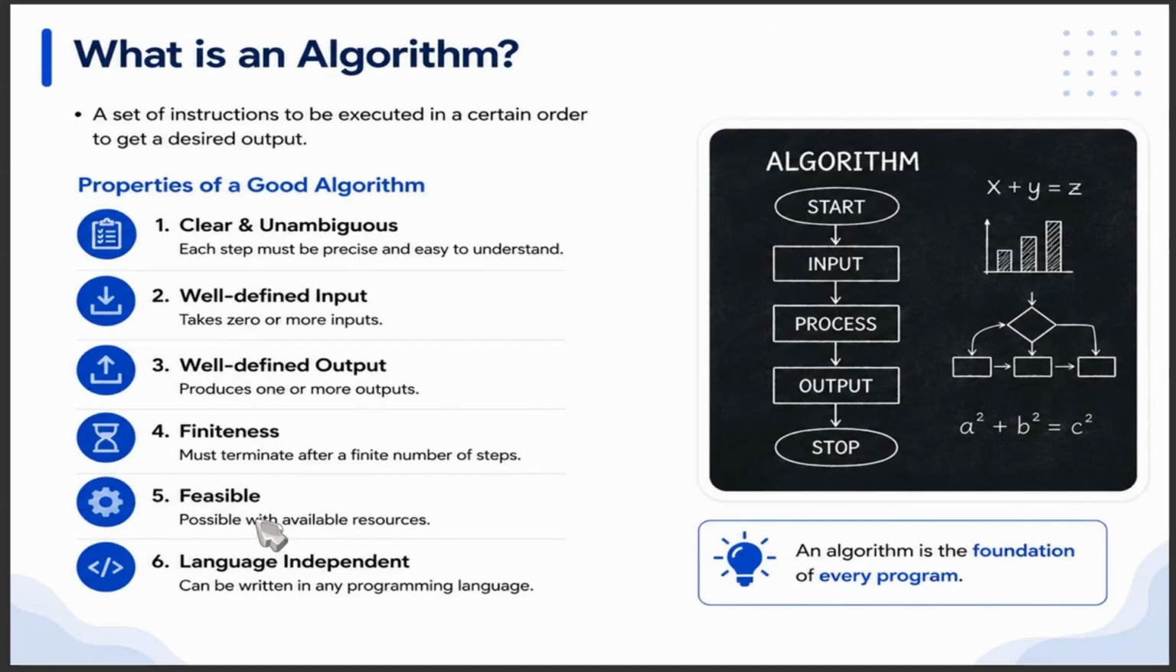The fifth property is feasible. The algorithm must be possible with available resources. An algorithm that requires 1 terabyte of RAM on a phone is not feasible. An algorithm that needs a quantum computer is not feasible for most of us. The sixth property is language independent. You can write it in Python, Java, C, C++, or even pseudocode. The logic does not change. That's why we often describe algorithms in plain English or diagrams before coding.